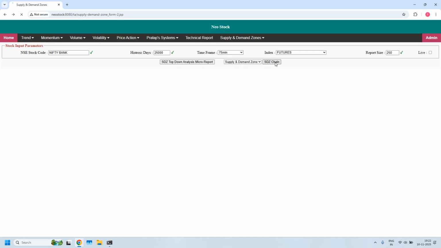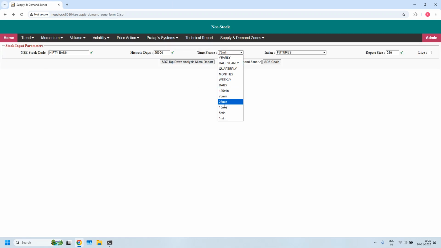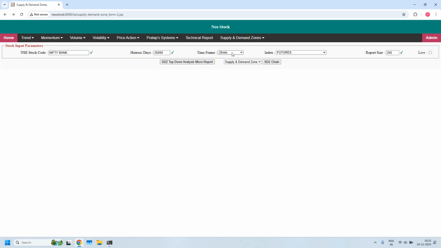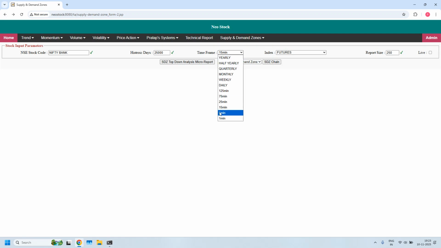Next, 75 minutes chain, supply demand zone chain. 25 minutes report. 15 minutes report for BANKNIFTY. 5 minutes report.